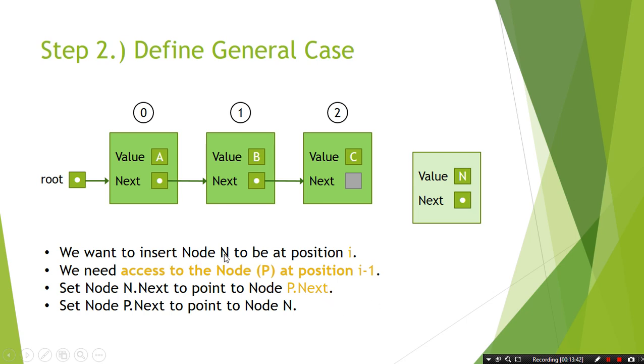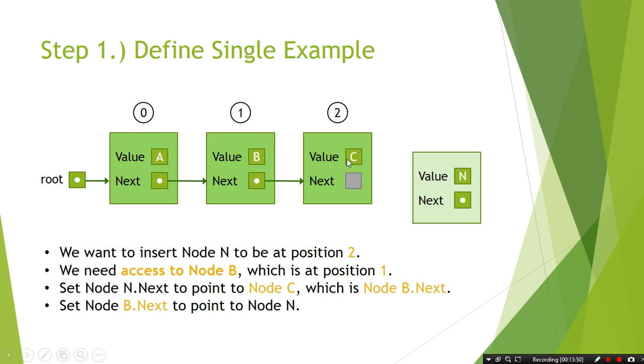So we want to insert a node N to be at position I, right? So we need access, since before we said, if we want to insert the node in between B and C, we really need access to node B, which is at position 1. So the reason it was so important to do this in the single case is because that allows us to visualize and reduce that to the general case. So I can clearly see that we need access to the node at position I minus 1, because in this case 1 is 1 less than 2.